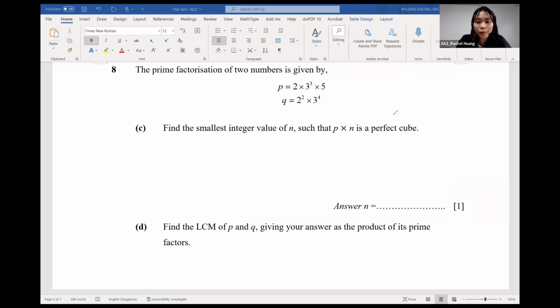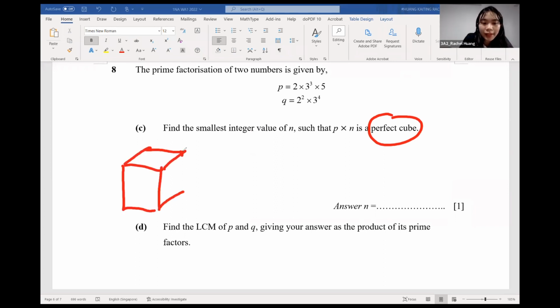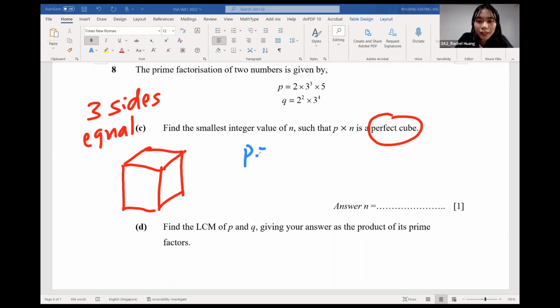Okay, now what if I want to make p a perfect cube, right, instead of a perfect square? So let's think about a cube. A cube instead of a square has 3 sides, right? 3 sides, and all 3 sides of a cube must be equal. Okay, so now let's try and make use of what we learned from the squares and then use it for the cube. Okay, so if p equals 2 times 3 cubed times 5, that is what I'm working with.